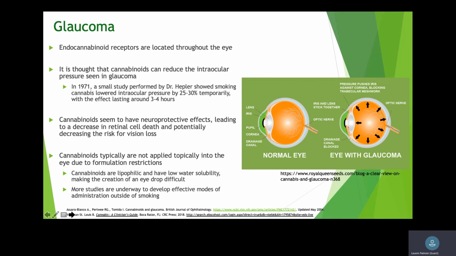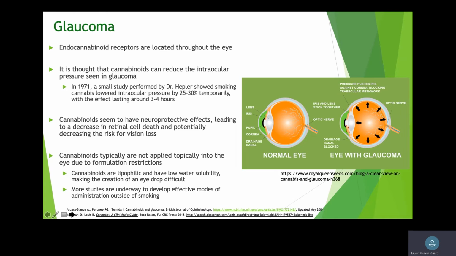So, glaucoma. Endocannabinoid receptors are located throughout the eye. It is thought that cannabinoids can reduce the intraocular pressure seen in glaucoma. In a 1971 small study, it was shown that smoking cannabis lowered intraocular pressure temporarily, with the effect only lasting around 3 to 4 hours. Cannabinoids seem to have neuroprotective effects, leading to a decrease in retinal cell death and potentially decreasing the risk for vision loss.